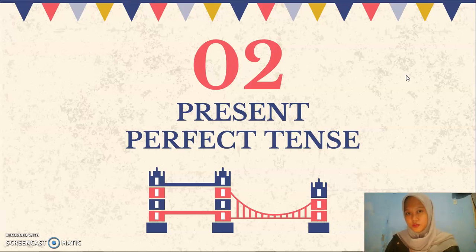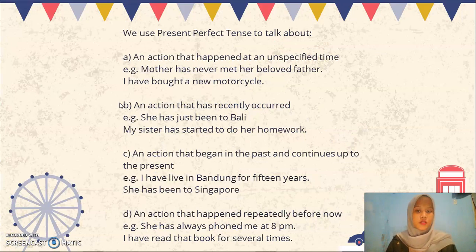Moving on to present perfect tense. We use present perfect tense to talk about A, an action that happened at an unspecified time. For example, mother has never met her beloved father. Or another example is, I have bought a new motorcycle.